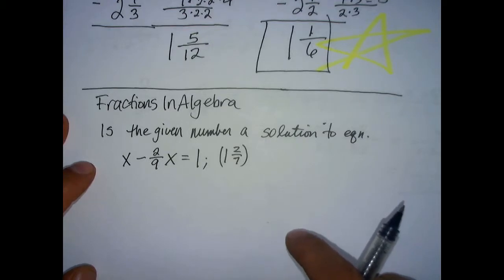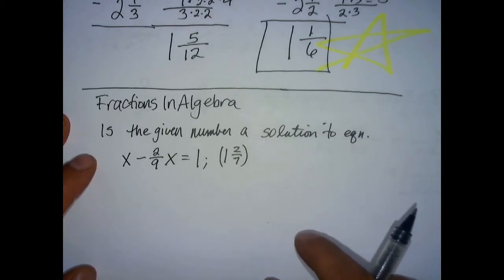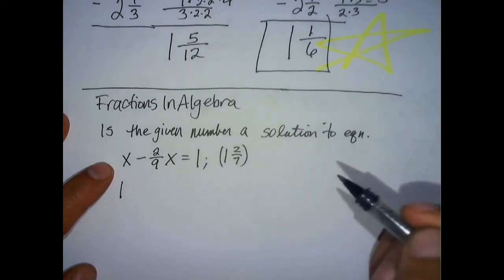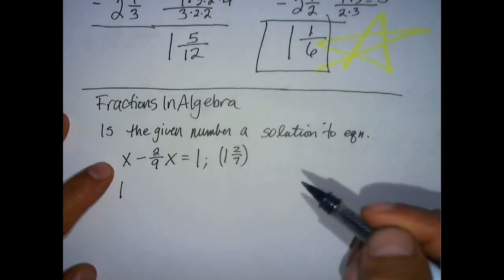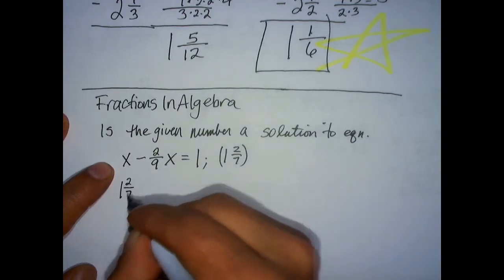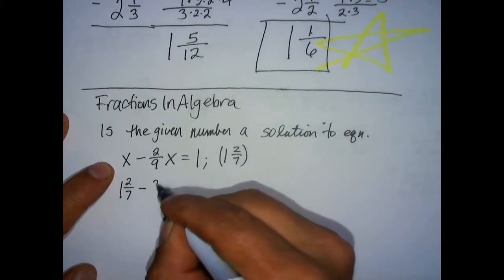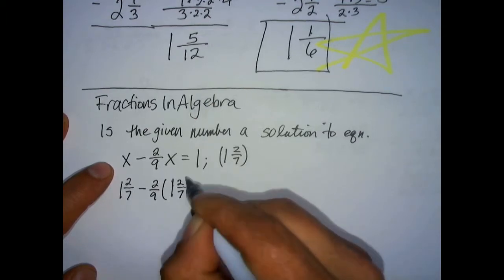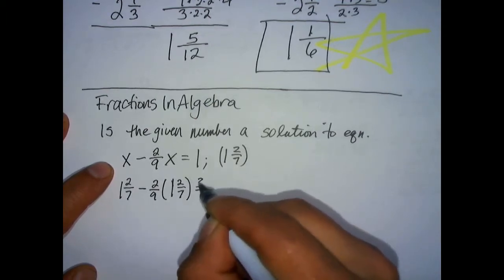All right. So here we go. We're going to replace x with 1 2/7. Okay. 1 2/7 minus 2/9 times 1 2/7. Is that equal to 1?